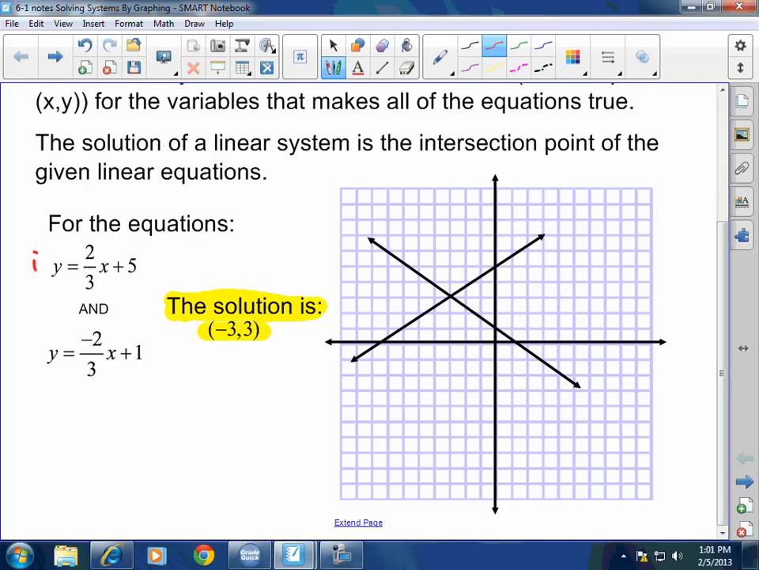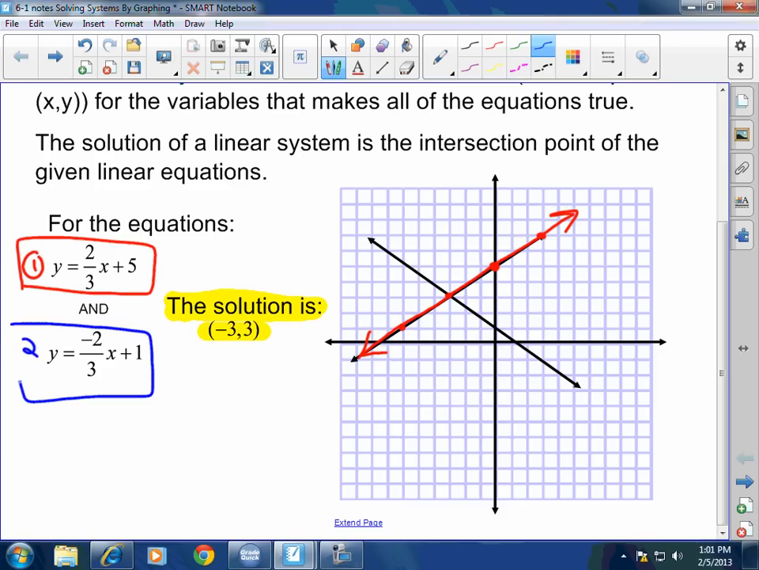Let's make this equation 1 in red. Let's graph that bad boy. Y-intercept is 5. My slope is 2/3, so that means I went up 2 over 3. Let's go backwards, down 2 over 3, down 2 over 3, and then I can connect the dots. Very simple. Let's go ahead and make equation 2 in blue. My y-intercept here is 1. My slope is negative 2/3, down 2 over 3, down 2 over 3.